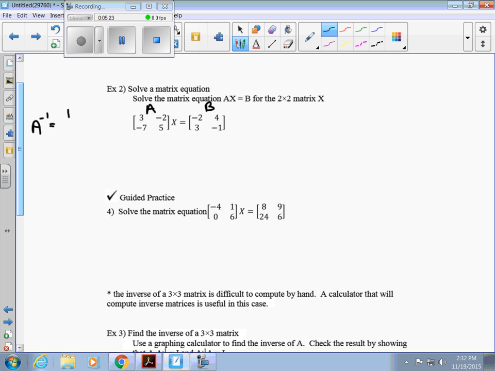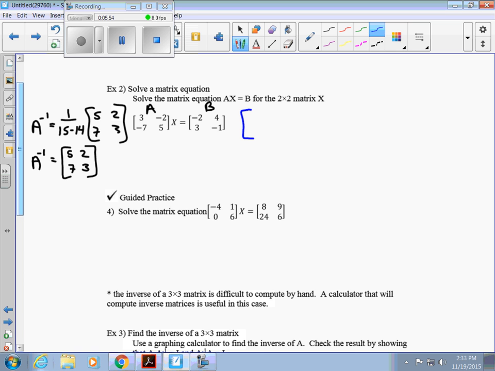So it's going to be 1 over 15 minus 14. And then that's going to switch those two around, switch the signs. And so the inverse is really going to be this matrix, 5, 2, 7, 3. So that's our inverse. So what we're going to do now is take that and multiply it by both sides.